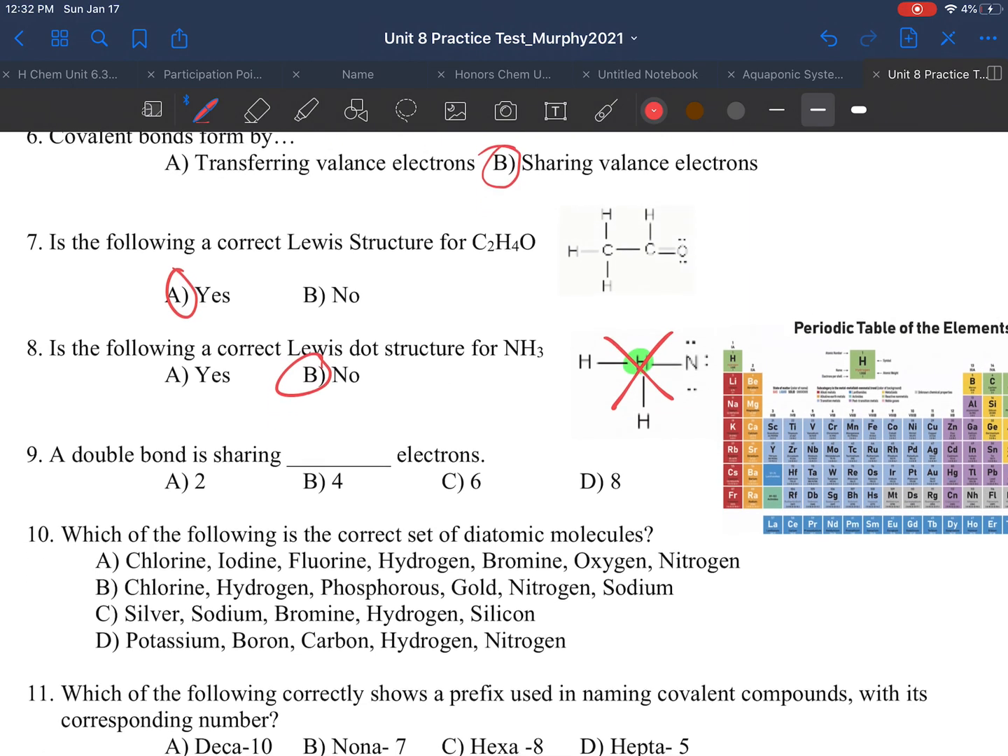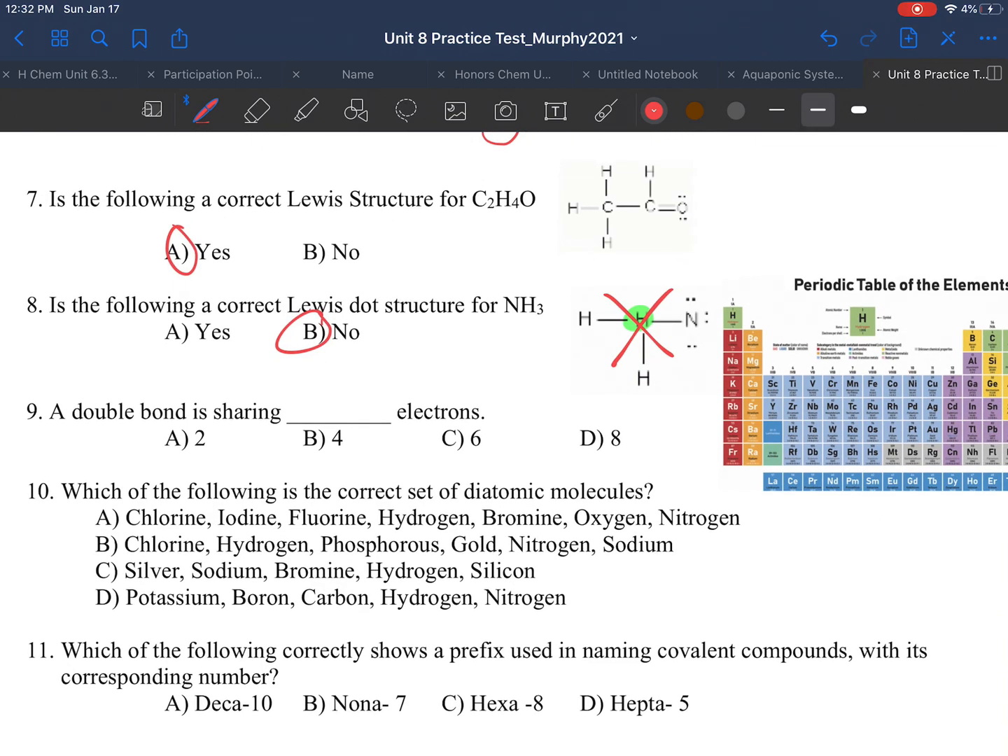Number 9, a double bond is sharing how many electrons? We can think of this example here that we just went through and counted. Think of each solid line as counting as 2 electrons. So a double bond has 4 electrons being shared.